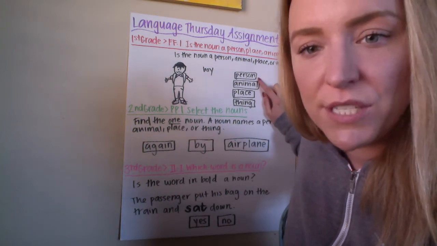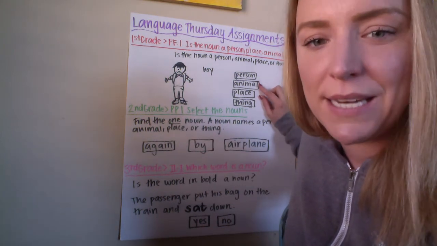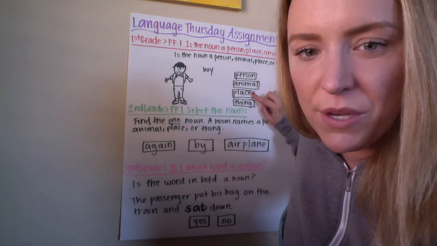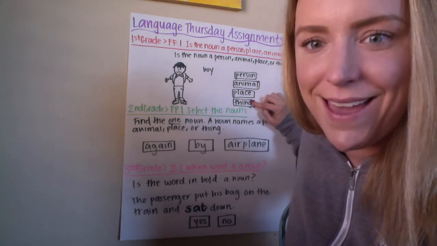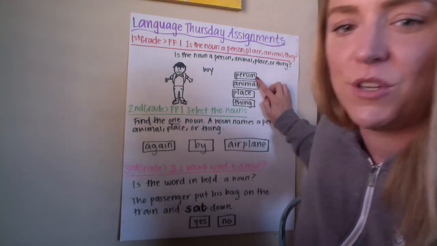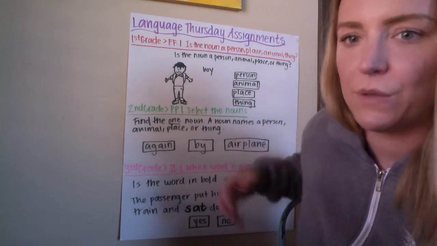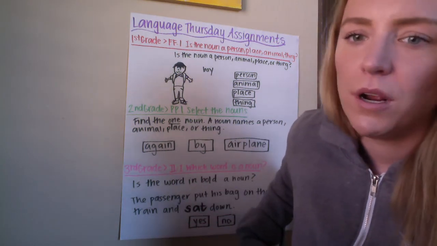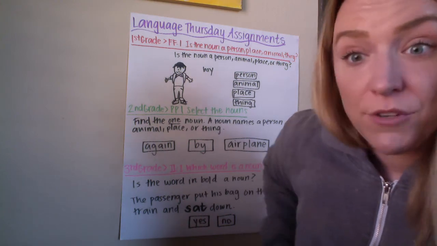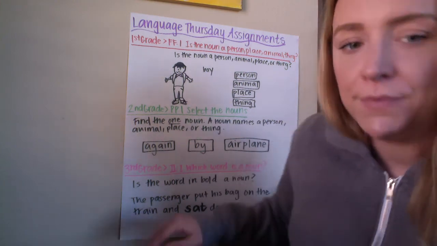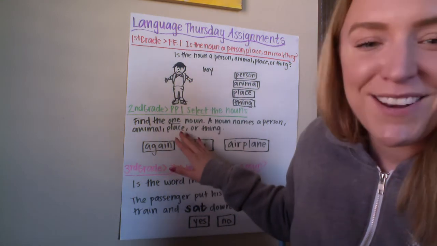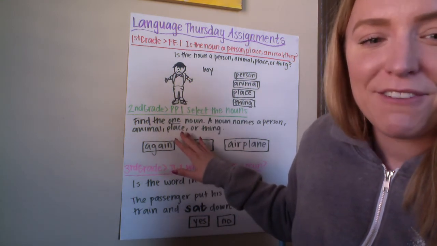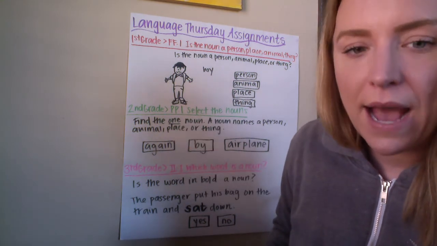I know that a boy is a person, right? A boy isn't an animal. It's not a place where you can go. It's not a thing, right? He's a person. So you'd click person. If it was a doctor or a teacher or another type of person, you'd click person. Another question you may see, find the one noun.